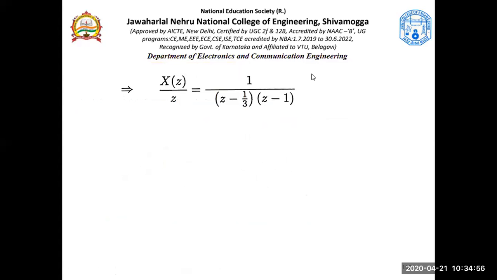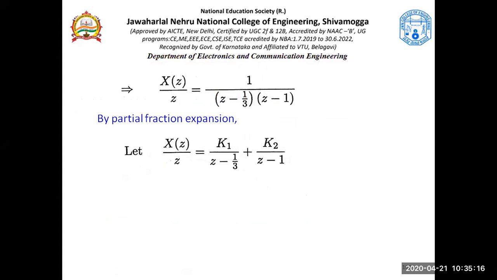Understand that? See here now, this is how it looks. Now, using partial fraction expansion, how can I expand this? How can I do this using the partial fraction method? I can do it like this.